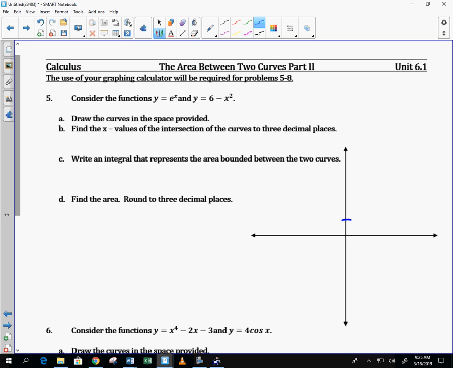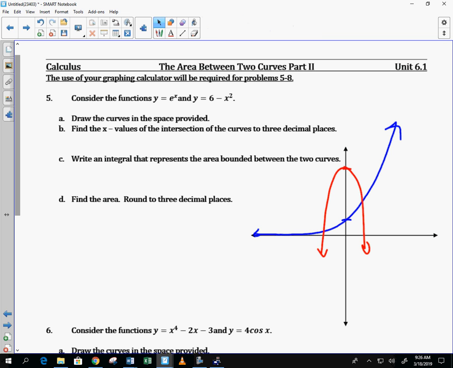It goes through the point (0, 1), and it heads like this. What does the graph of 6 minus x squared look like? Upside down parabola. And so, we all good? Vertical rectangles or horizontal rectangles? Very good. Vertical rectangles. Horizontal widths. Very good.